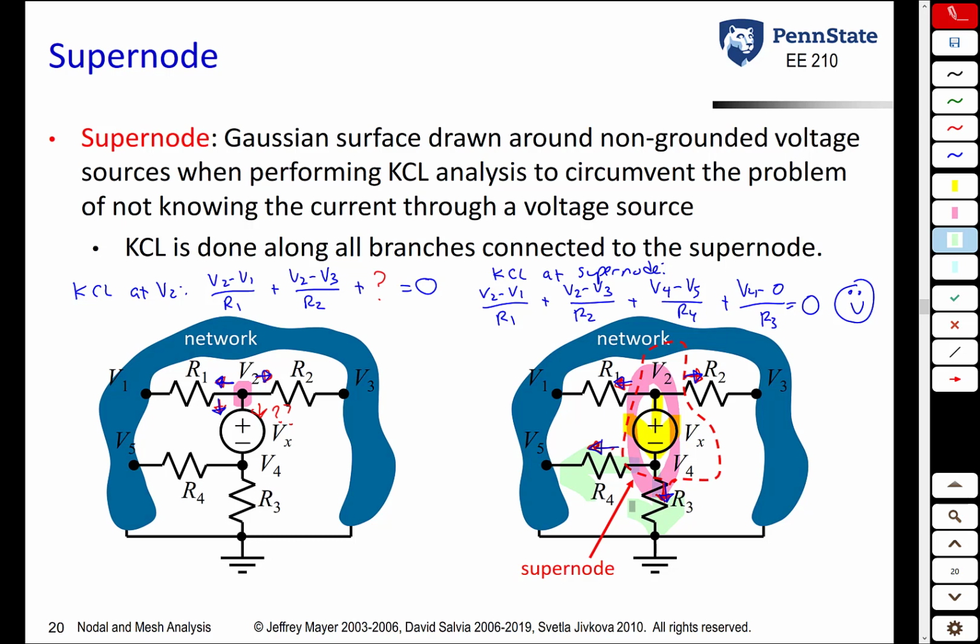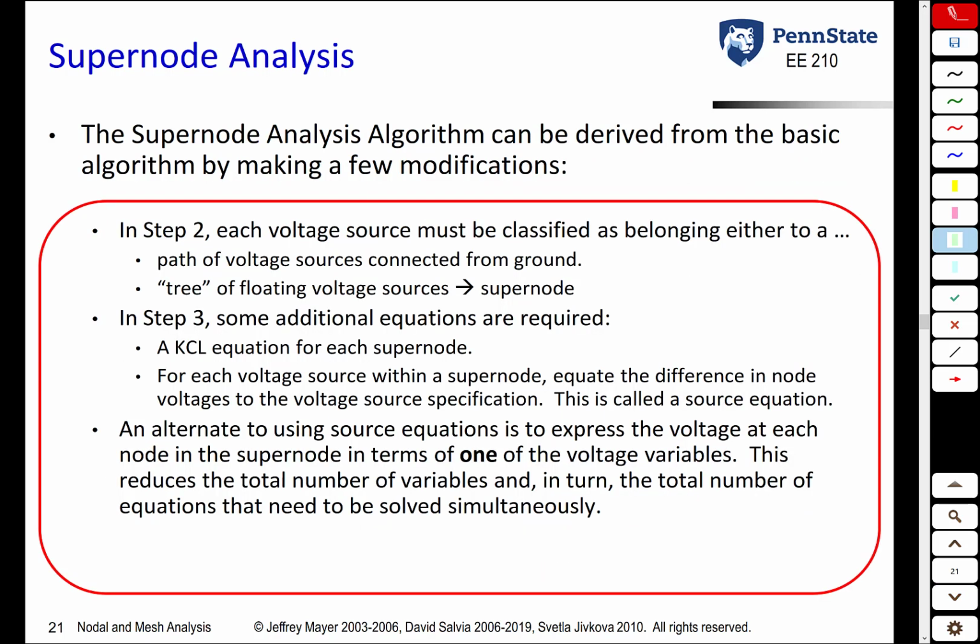And so this is going to be the idea behind solving these type 2 circuits where we have floating voltage sources. Whenever you have a floating voltage source, you're going to construct a supernode and do a KCL equation for the supernode. So how is that going to change our algorithm?